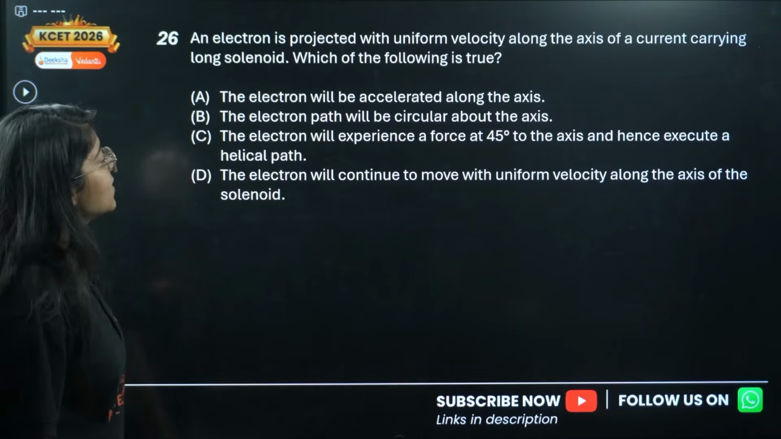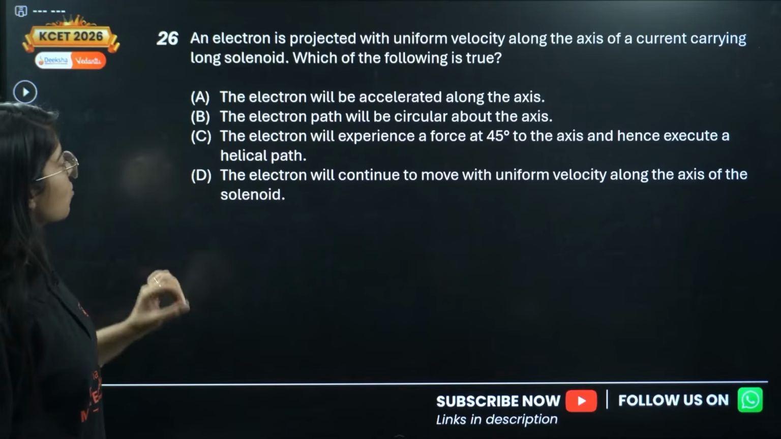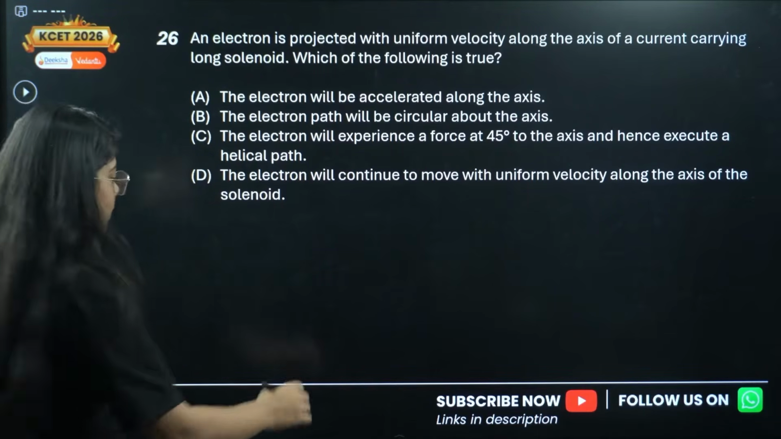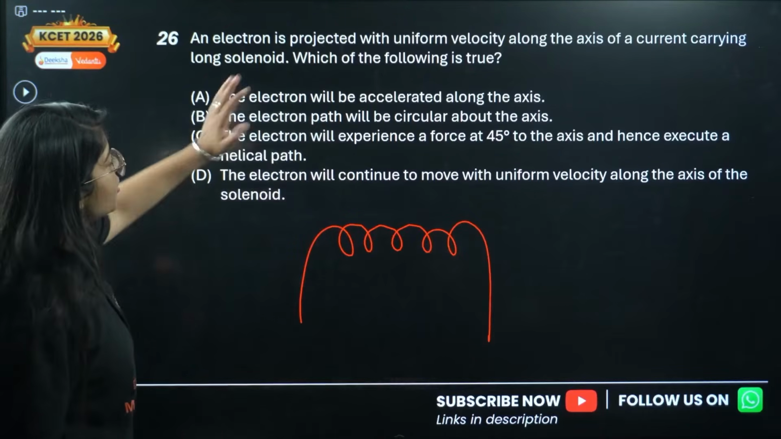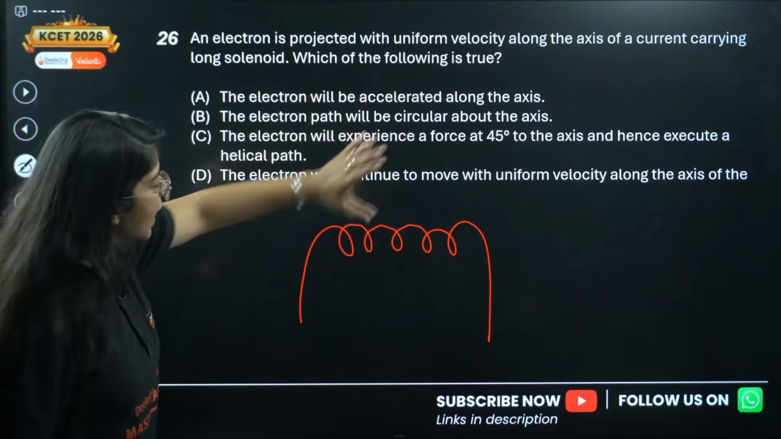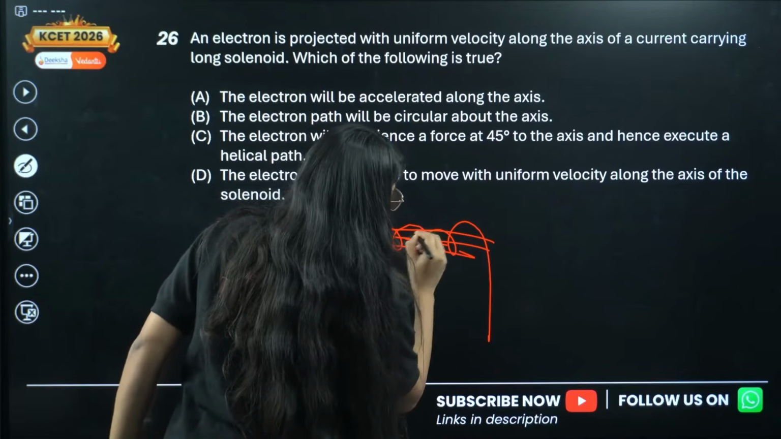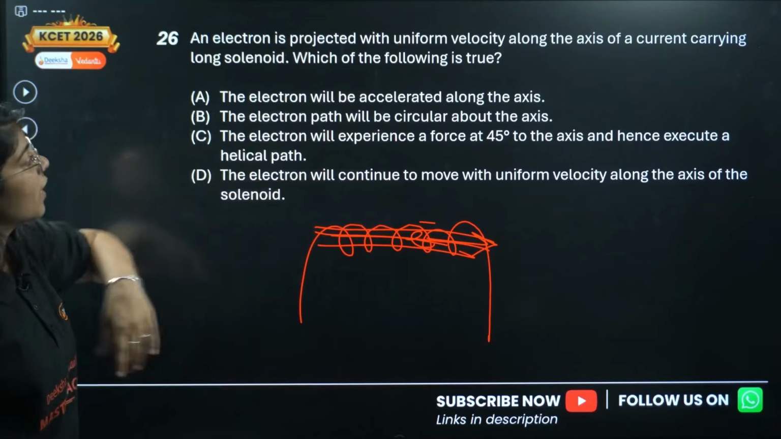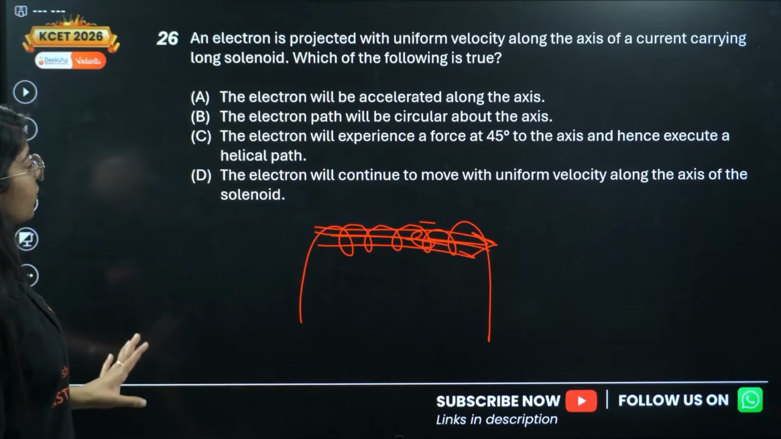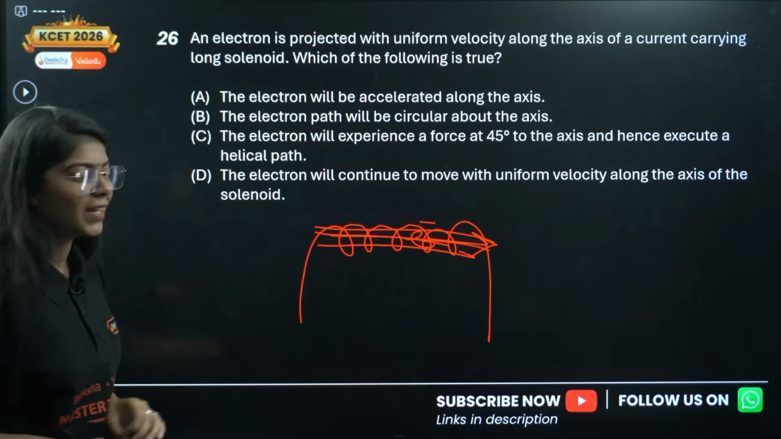The 26th question says, an electron is projected with uniform velocity along the axis of a current carrying solenoid. This is my current carrying solenoid, and the electron is projected with uniform velocity along the axis. Inside, the field is uniform. Which of the following is true?